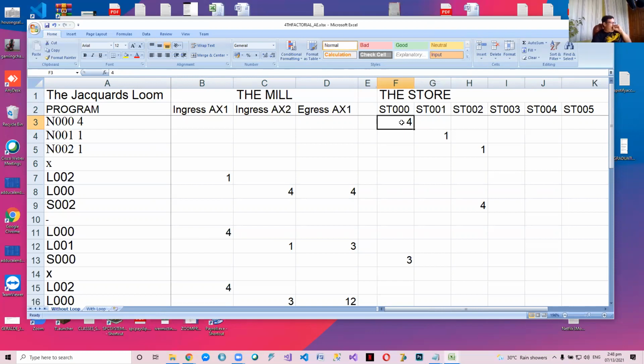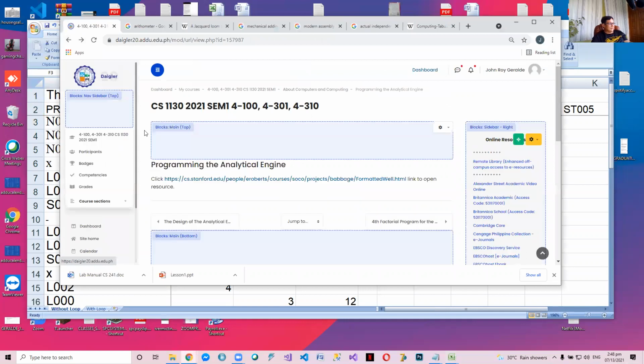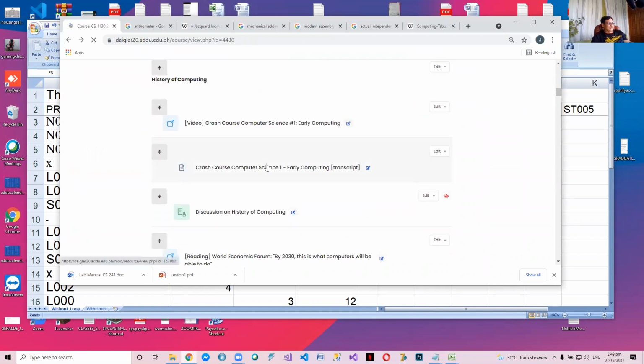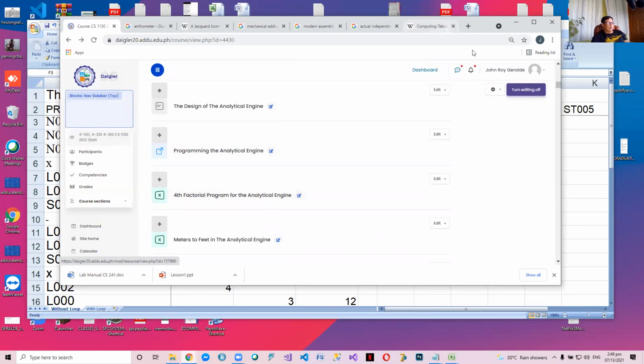Do you follow? This is in our web Dagler site, by the way, no? Itong worksheet na ito, you can download it from our Dagler site. Particularly here, no? Uubusan yata tayo ng oras, no? Ito. Okay? You can download it from here.